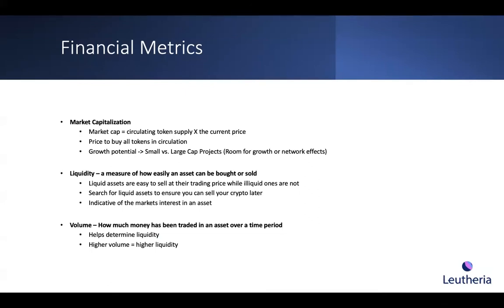Starting off with these financial metrics, the first one is market cap. This is really just taking the circulating token supply, so how many tokens are in the ecosystem, and multiplying that by the current price of the tokens. That gives you what we would consider the network value. So this is essentially the cost of trying to purchase all the tokens in circulation. Right now, Bitcoin's market cap, I think, is still over $1 trillion, which makes its network value over $1 trillion. So for you to buy all the Bitcoin in existence, you would have to spend over $1 trillion.